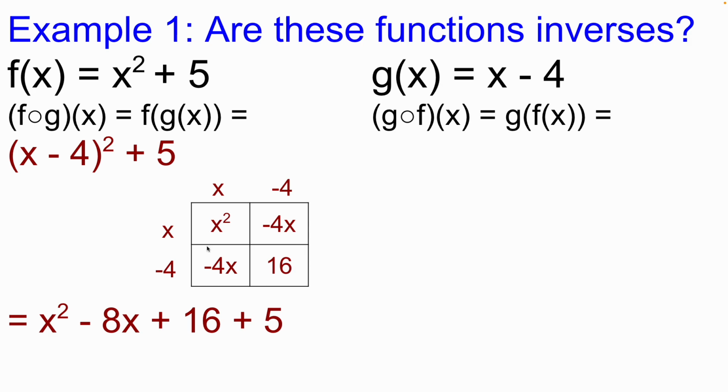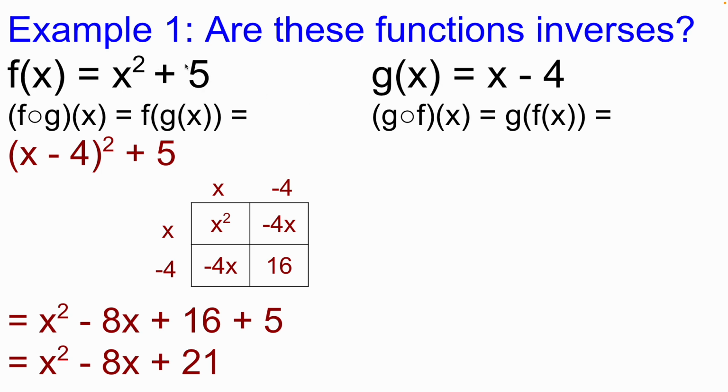Those first three terms all come from the inside of the box, and then the plus 5 at the end gets tacked on. So this will become x squared minus 8x plus 21. I can already tell you that these functions aren't inverses because this didn't equal x. If it had equaled x, then maybe they would be inverses. I have to do it both ways, though. I'll do it the other way just for practice.